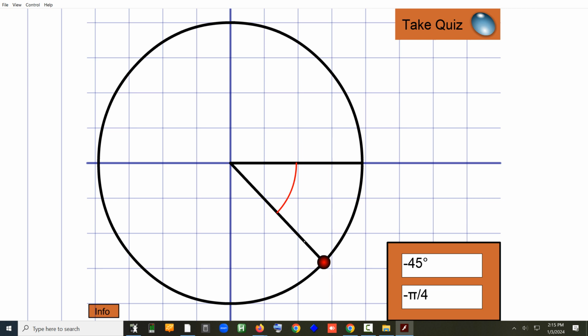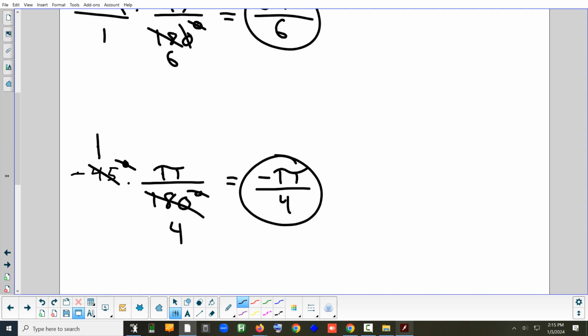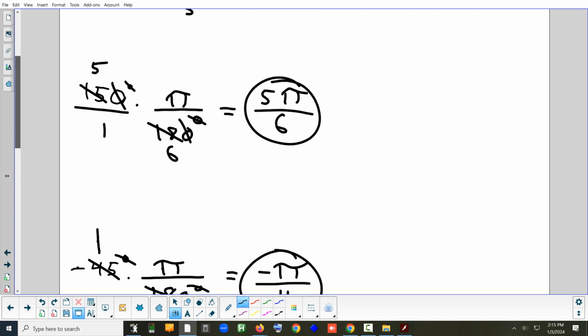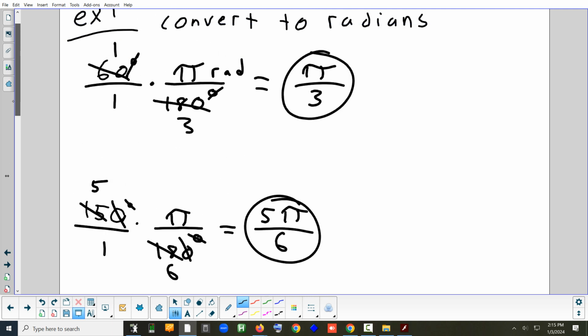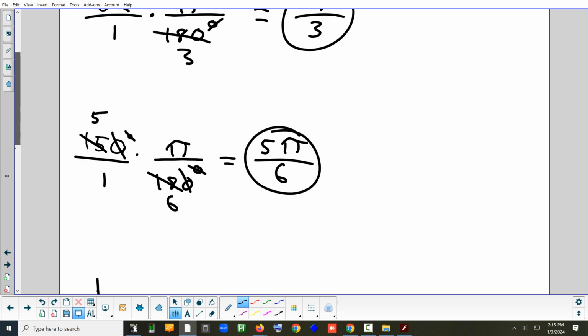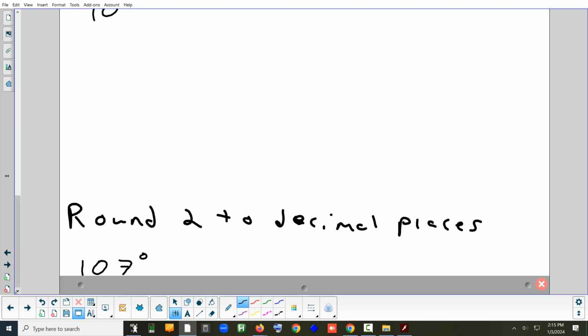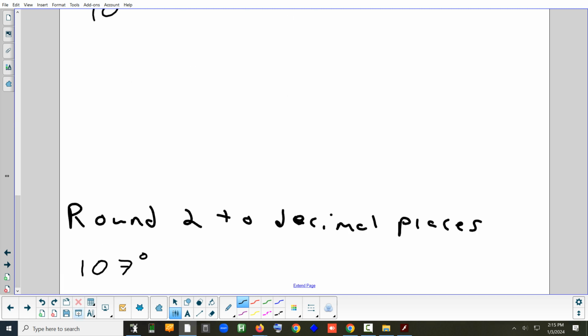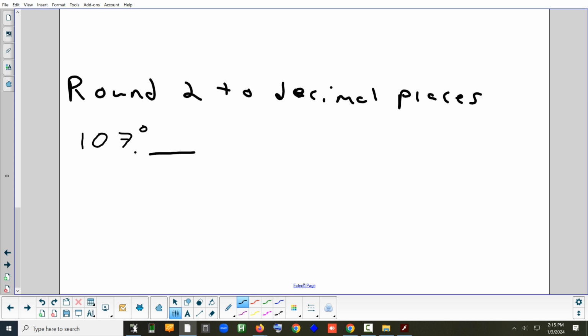Okay, so any questions converting degrees to radians and leaving it as an exact answer? These are exact. These are not approximate. Right, now let's do an approximate one. 107. That's not really a multiple of 30. It's not 45. It's nothing special. So we're just going to convert it, but we're going to use the calculator to get the decimal.